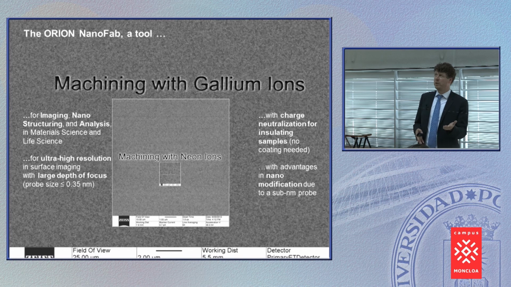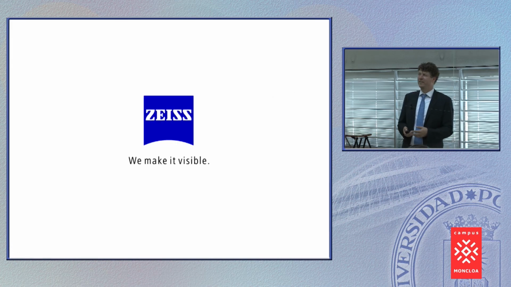I hope I could show you that the Orion NanoFab is really a tool for imaging, of course, for nanostructuring and analysis in material and life science, for ultra high resolution in surface imaging. Remember the probe size of 0.35 nanometers. We've got the charge neutralization for insulating samples, so there's no coating needed. And of course, we have all the advantages in nanomodification due to the sub-nanometer probe size. Yeah, thank you for your attention.